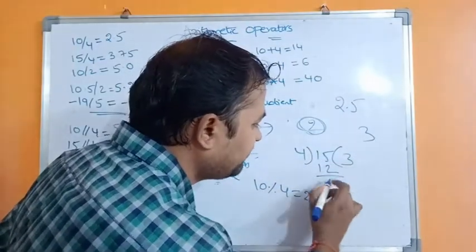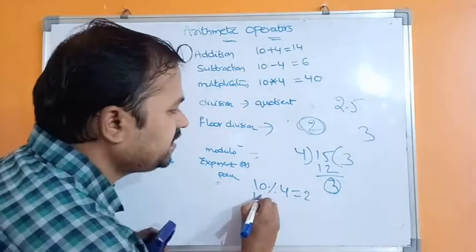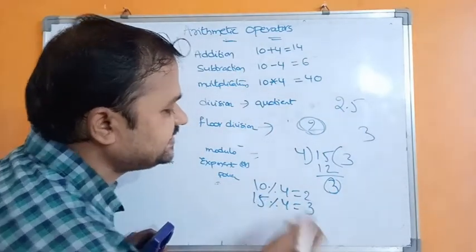Here 4 3s are 12. 15 minus 12 means 3. So 15 modulo 4 means we will get 3 as the result.